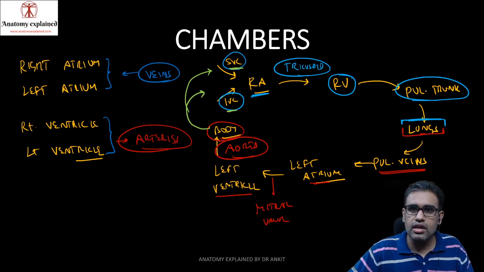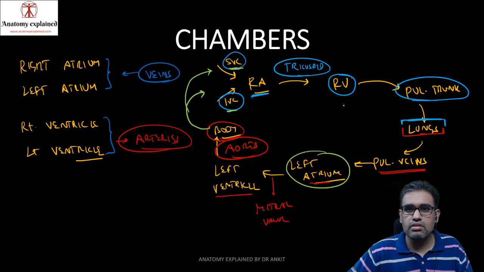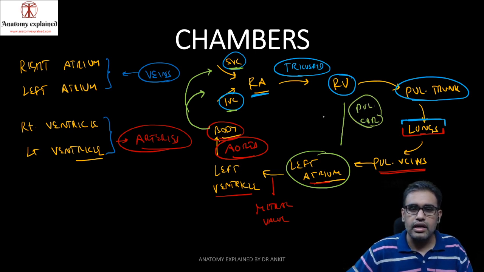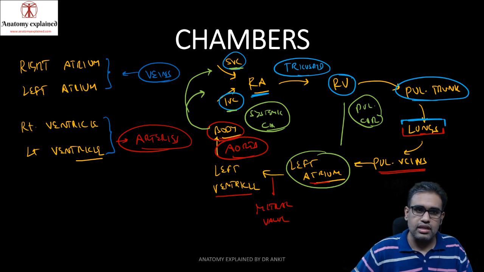This small transaction from the right ventricle to the left atrium forms our pulmonary circulation, and the one through the body is our systemic circulation. The organ which is doing all this with these chambers is our heart.